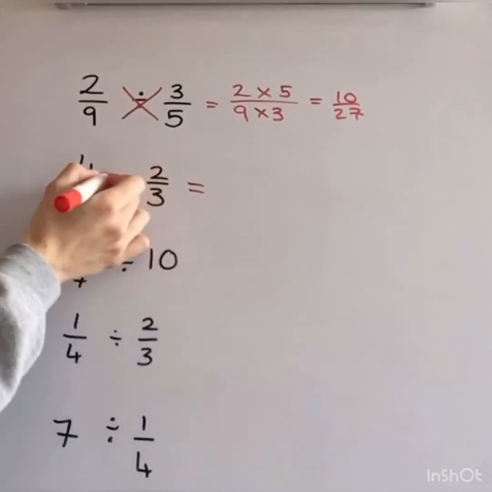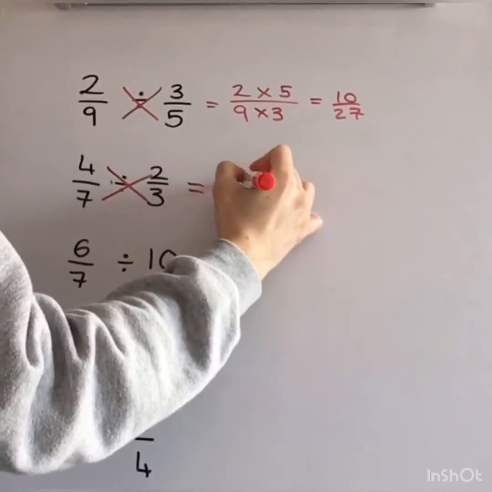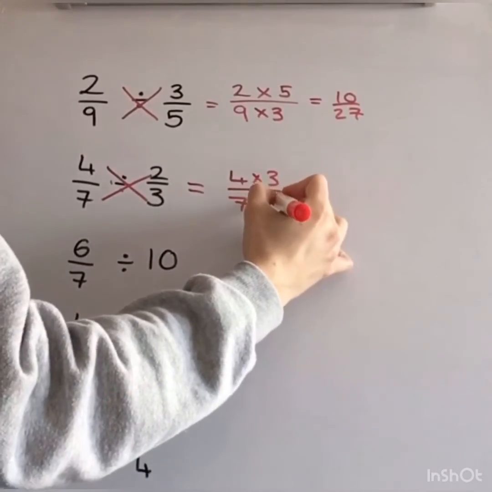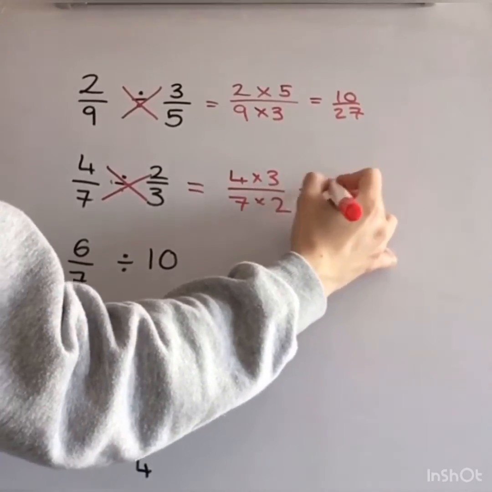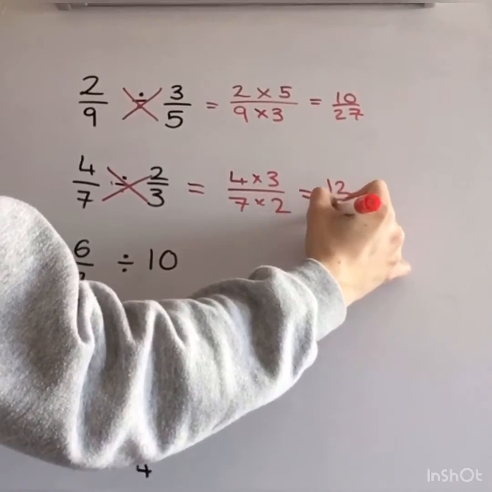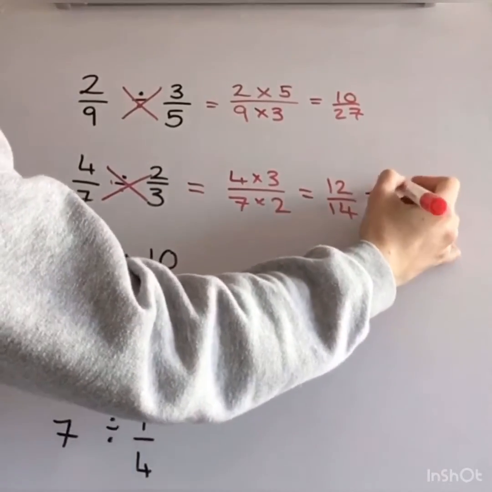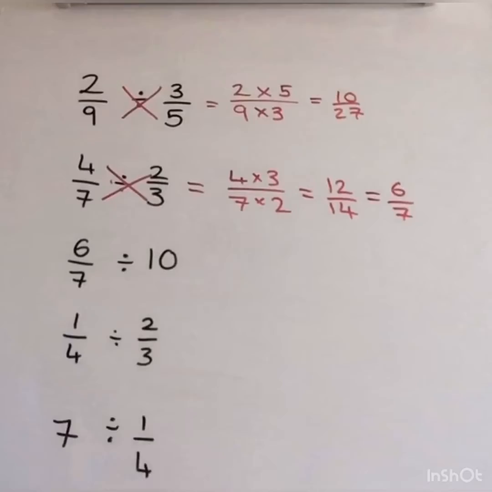So for the next one, on the top you would have done 4 times 3, and on the bottom 7 times 2. So you would have ended up with 12 over 14. Now this one here can be simplified, so it will cancel down to 6 over 7.